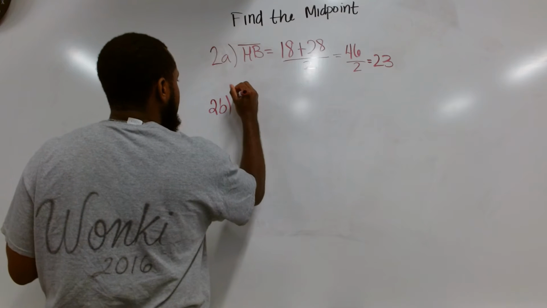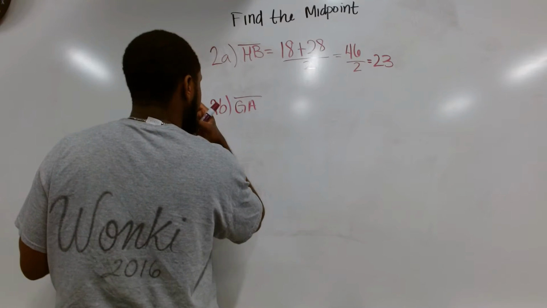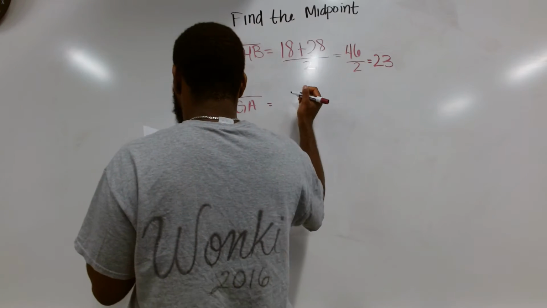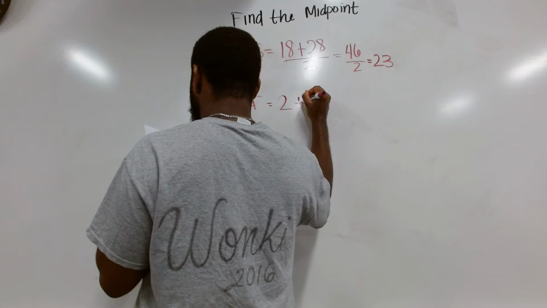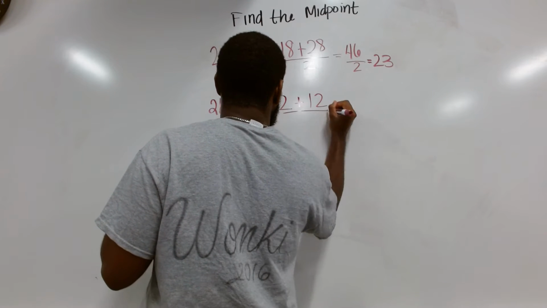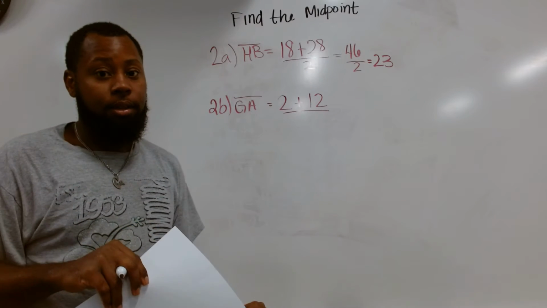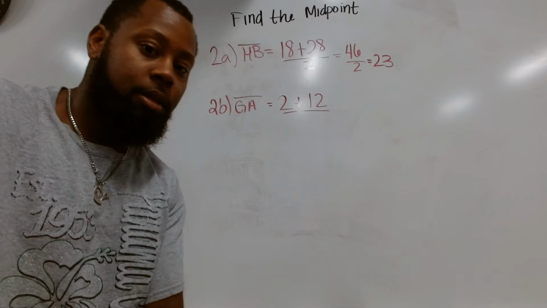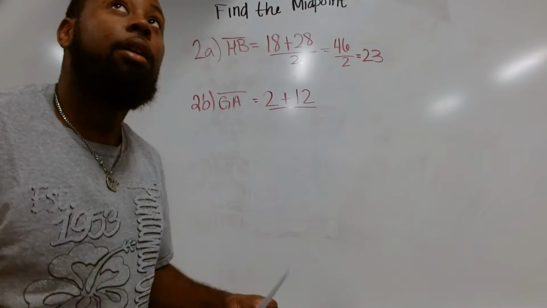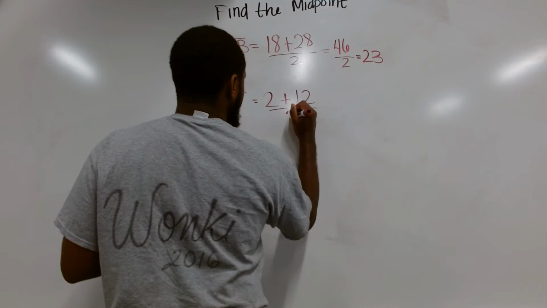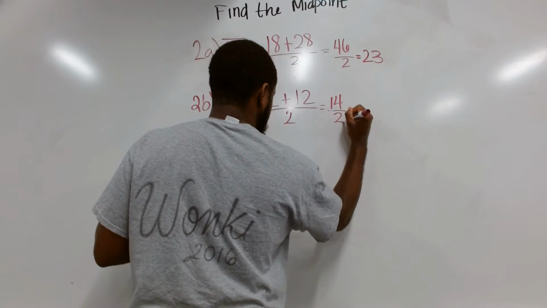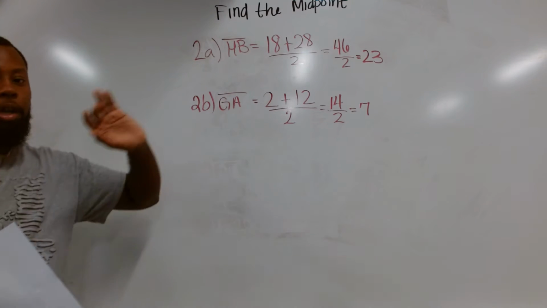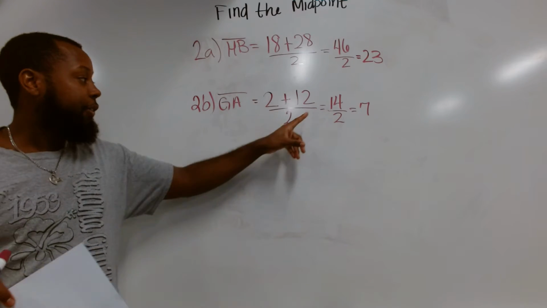Let's go ahead and go with 2B. So, 2B says we have line GA. The value of G is 2. The value of A is 12. If you notice, I'm going from one letter to the next. The value of G is this number. The value of A is the other number. So we get 14 divided by 2, which is just 7. Because we know 12 plus 2 is 14. Half of 14 is 7.